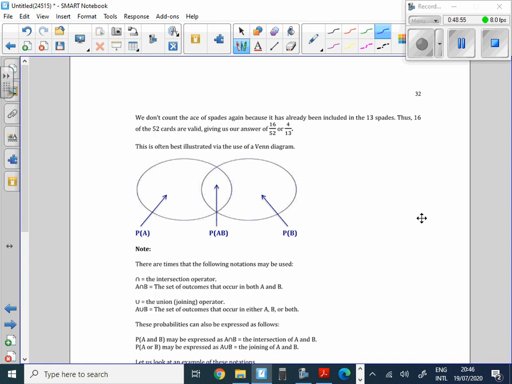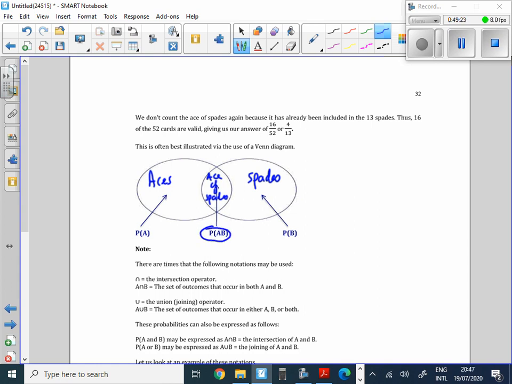We show it very nicely over here on top of page 32 that there's an overlap. There's your aces, and there's your spades. But there's one card that sits in between them, and that's the ace of spades. He's got to go. We can see it over there. And the card that relates to both, we then call the probability of A and B.